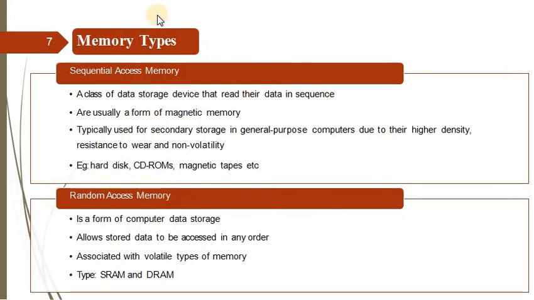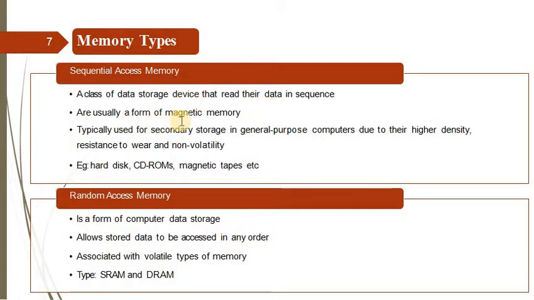Now memory types. There are two types of memory: one is sequential access memory and another one is random access memory. First we will see what is a sequential access memory. A class of data storage device that reads its data in sequence, that you call sequential access memory.